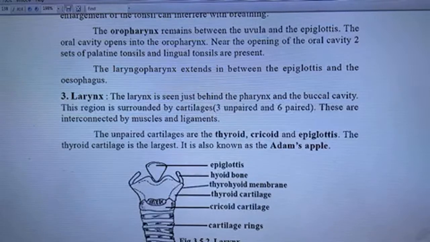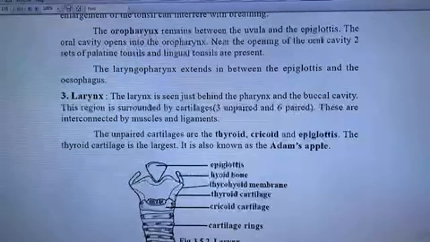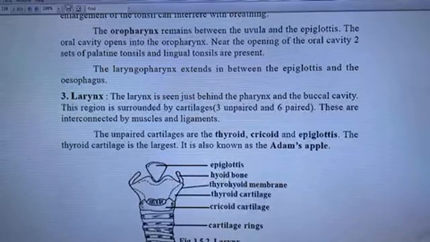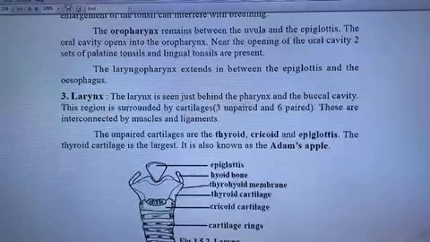Larynx. The larynx is seen just behind the pharynx in the buccal cavity. This region is surrounded by cartilages, the paired and unpaired. These are interconnected by muscles and ligaments. The unpaired cartilages are the thyroid, cricoid, and epiglottis. The thyroid cartilage is the largest. It is also known as the Adam's apple.